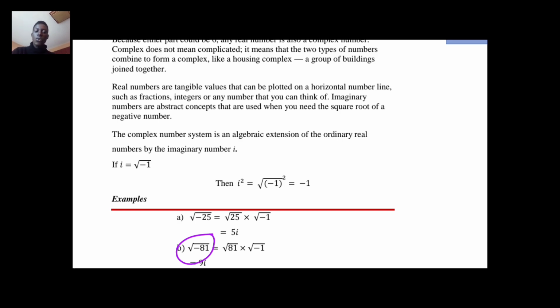Then what about root of negative 81? You separate the two square roots, the square root of 81 and the square root of negative 1, being multiplied together. The square root of 81 is 9, and root of negative 1 is equal to i. So this is going to be your final result.